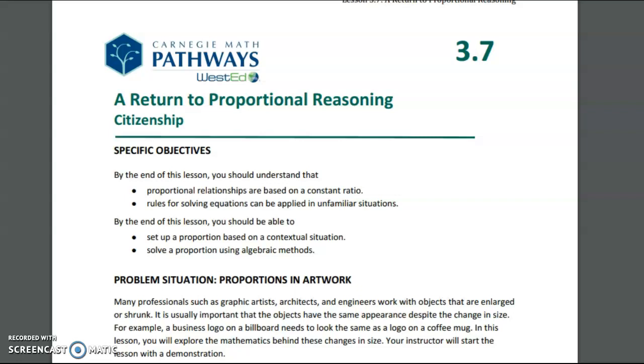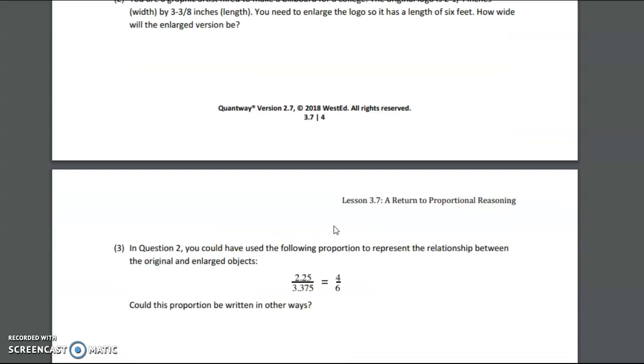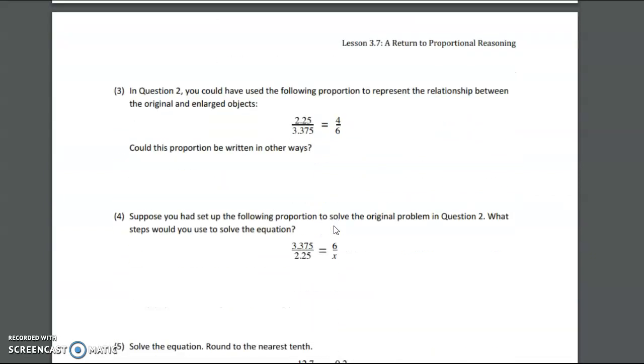In this video, we're going to go over some of the questions from lesson 3.7. In this lesson, you were introduced to the idea of a proportion. A proportion is just a statement that says that two ratios are equal to each other. You are setting up a proportion and testing whether it is a proportion by cross multiplying.